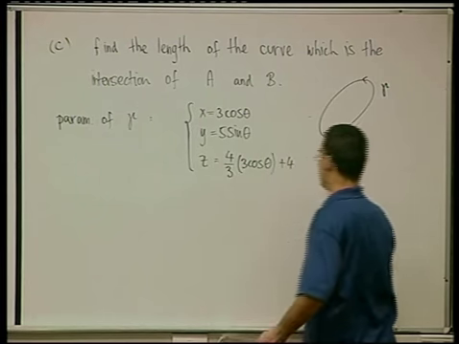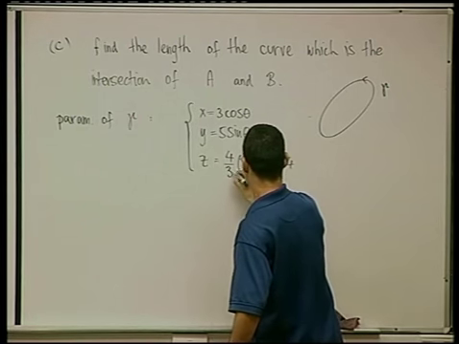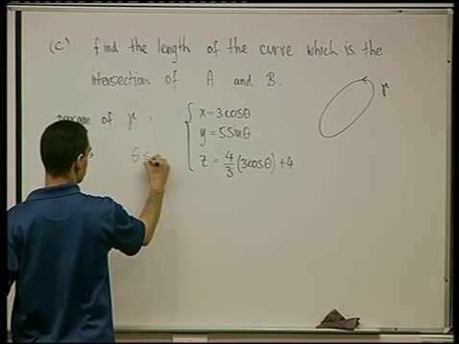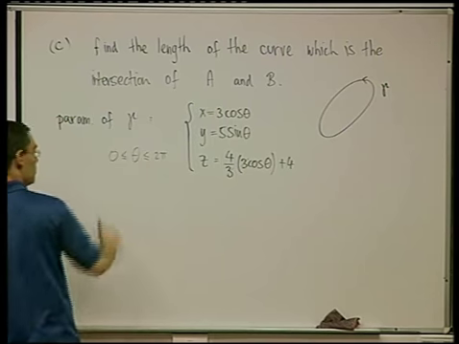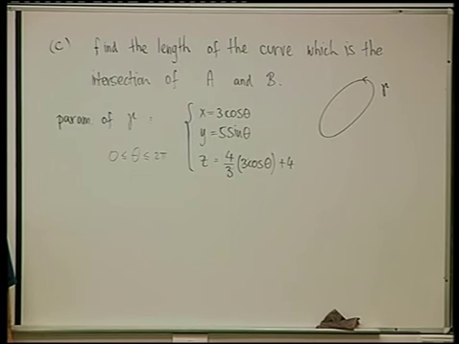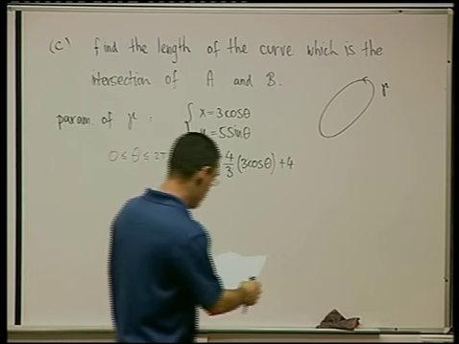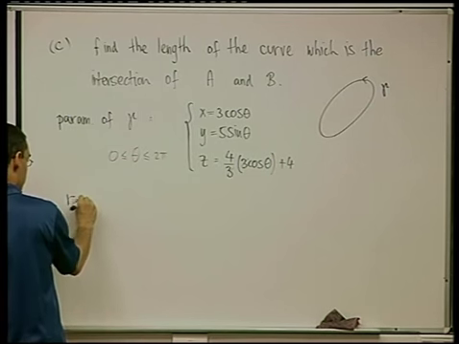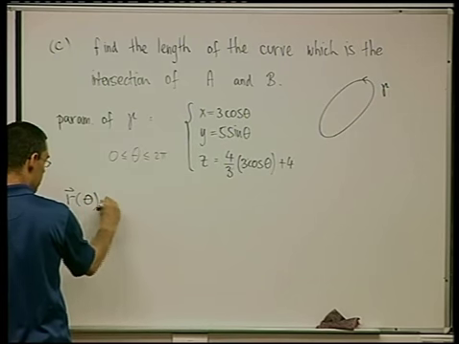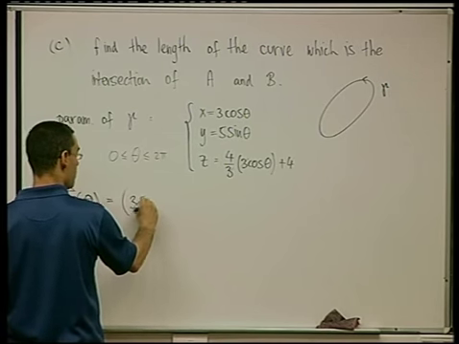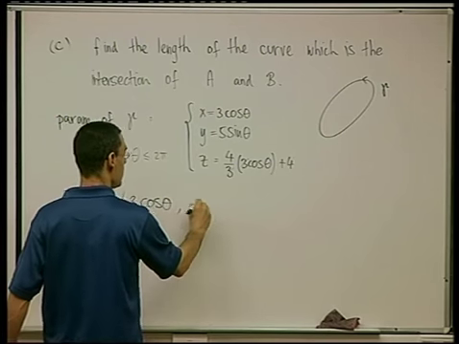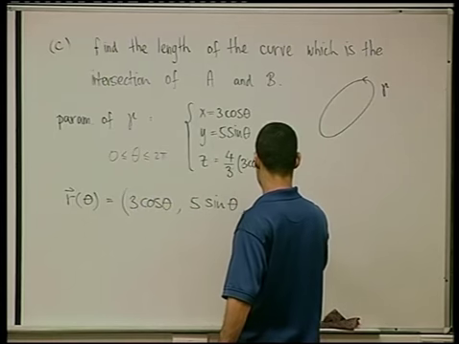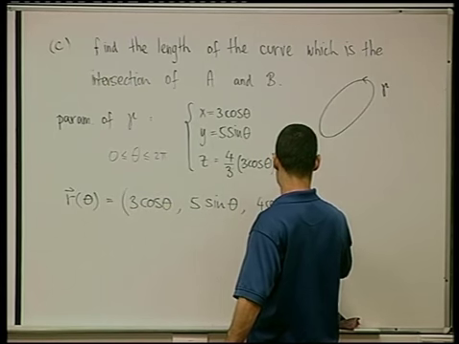Let's write this. And this can cancel out again. Everybody good? Okay. So this is r of theta. Let's rewrite it. R of theta equals 3 cosine theta, 5 sine theta, and 4 cosine theta plus 4.